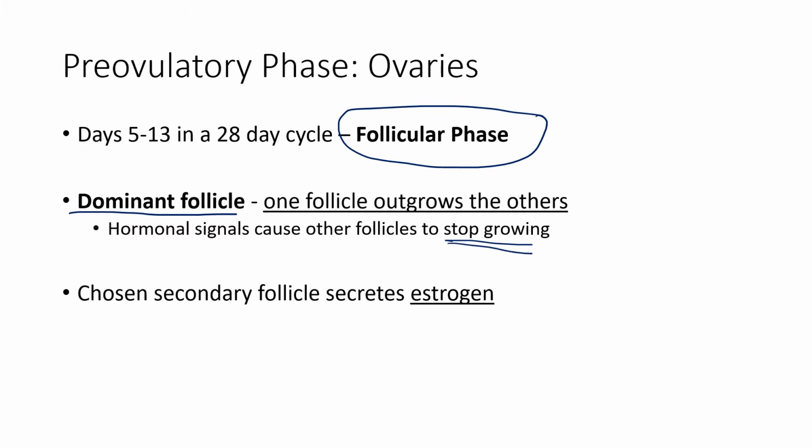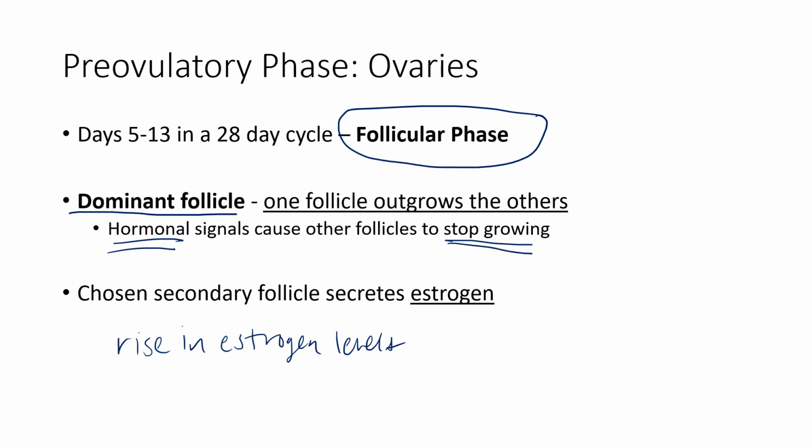And the signal to do that is through hormones. So once this follicle is chosen through hormones, it will send out signals to the others around it to sort of go into atresia, and it will then lead to only one follicle typically going through maturation and being ovulated. Now this particular follicle, remember, is going to start to secrete estrogen. So during this phase, we're going to see a rise in estrogen levels.